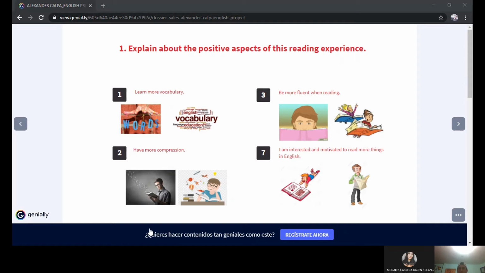I think that by reading this book, I had more knowledge and learned how the structure of the story is in English.